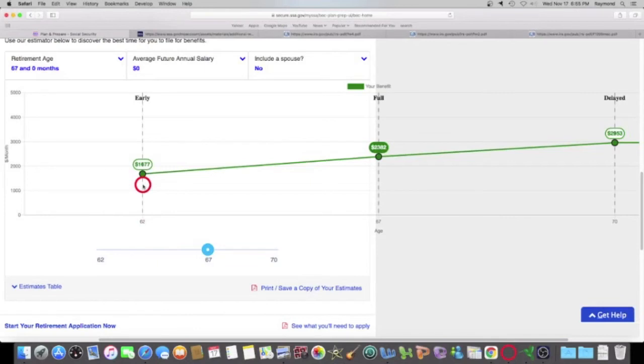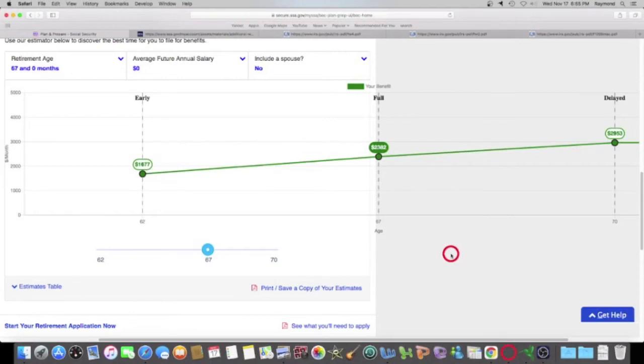I will get $1,677. At 67, like I said, this is $2,382. But if I can afford to wait 3 more years to the age of 70, I will get almost $3,000 a month, $2,953. So how do you determine what you should do?